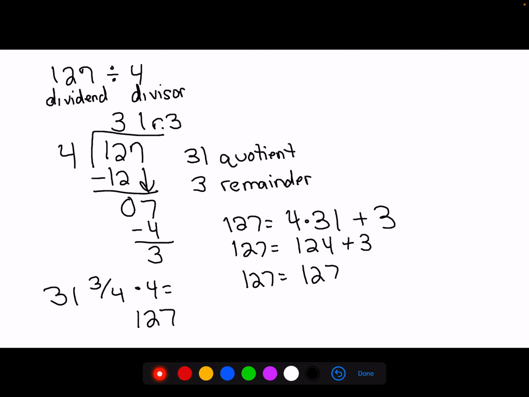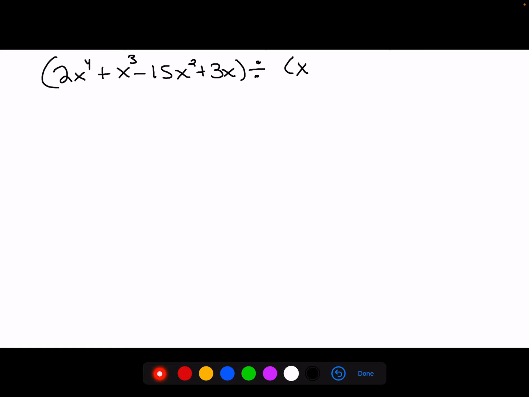Okay, let me do another one. Let's do 2x to the 4th plus x cubed minus 15x squared plus 3x, and let's divide that by x plus 3. Notice that we're missing a term right there. We count down from 4 to 3 to 2 to 1, but we don't have a 0. So we're going to have to make sure we fill that in when we do our division.